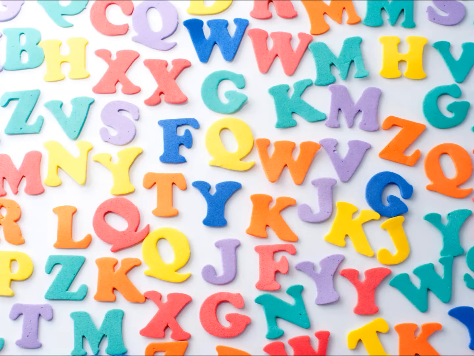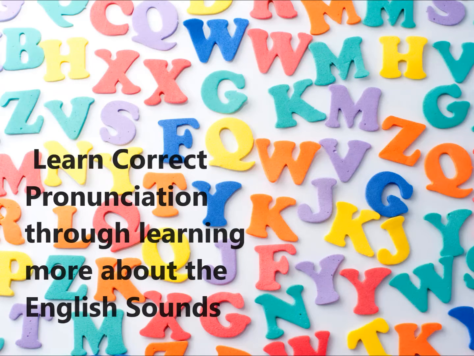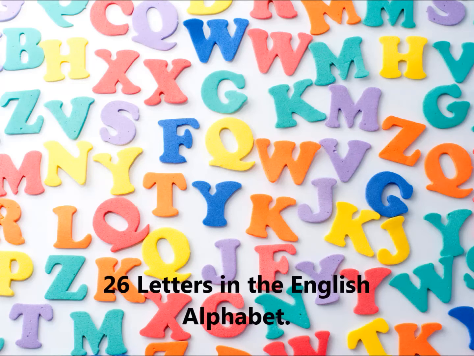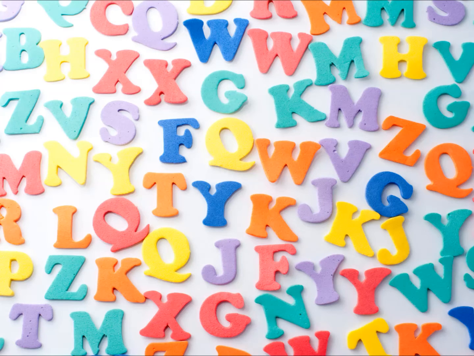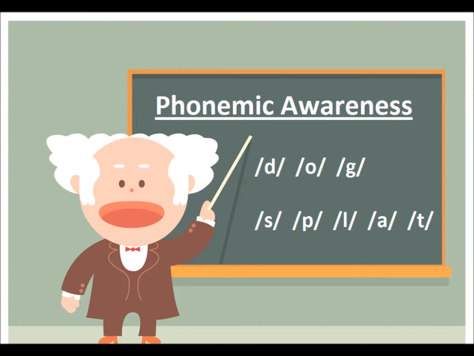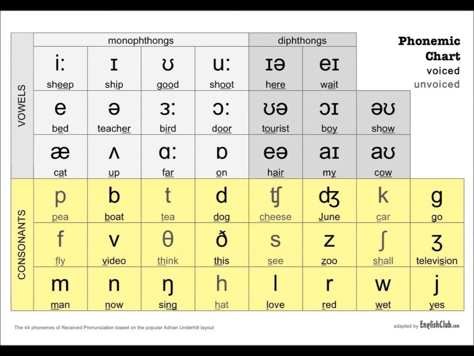When it comes to learning correct pronunciation, we must start with the English sounds. And while the English alphabet contains 26 letters, there are in fact 44 phonemes. A phoneme is basically the unit of sound. So while the letter is referred to by name, like the letter T, a phoneme would refer to the sound you're making when pronouncing that letter, like ta for the letter T.